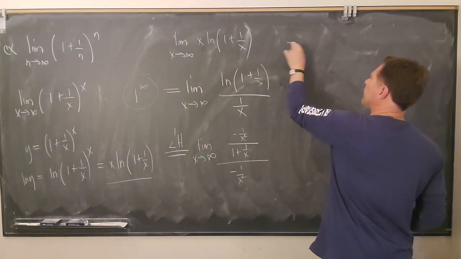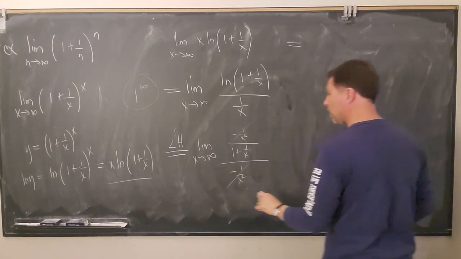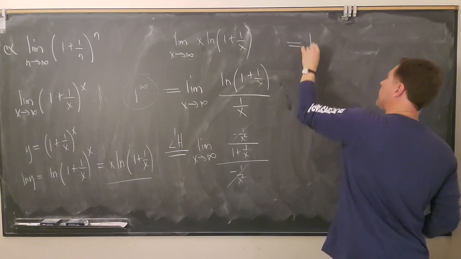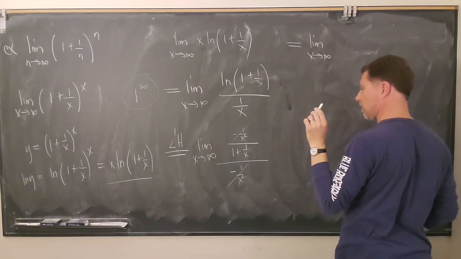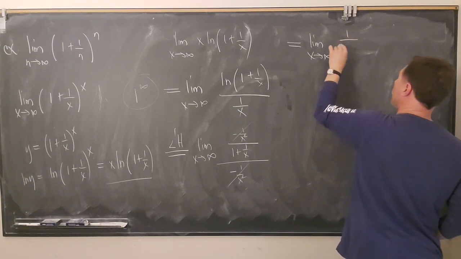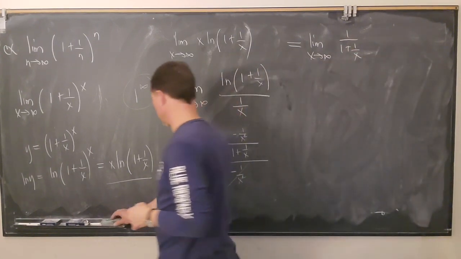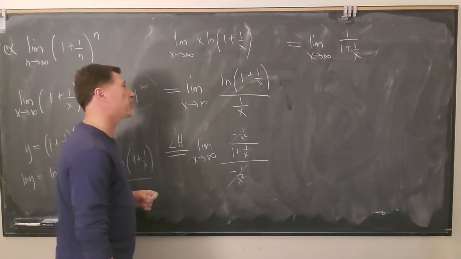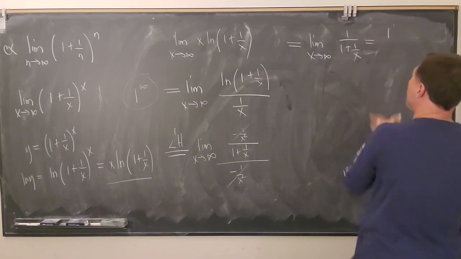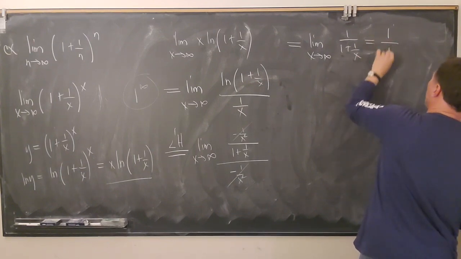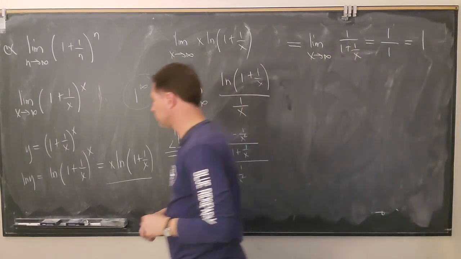And now let's simplify things a little bit. In fact, these negative 1 over x squareds are going to cancel, right? And so what we're left with is the limit as x goes to infinity of 1 over (1 plus 1 over x). Now, as x goes to infinity, the numerator stays at 1, the denominator is also approaching 1, and so that limit is equal to 1.